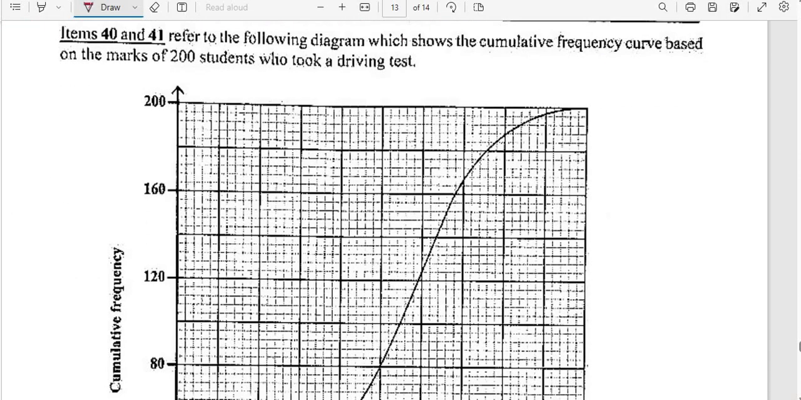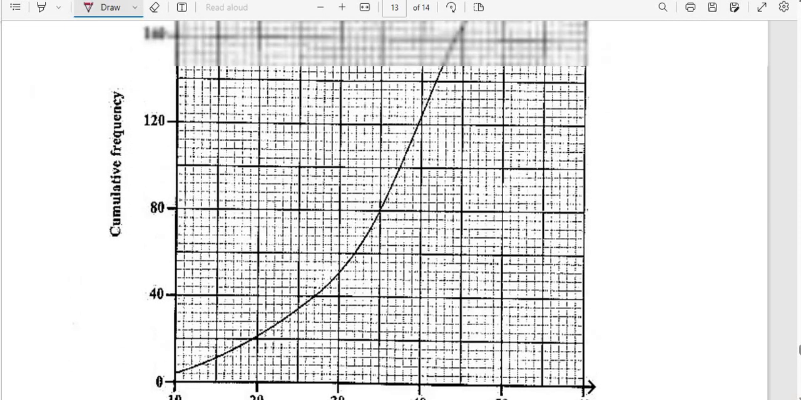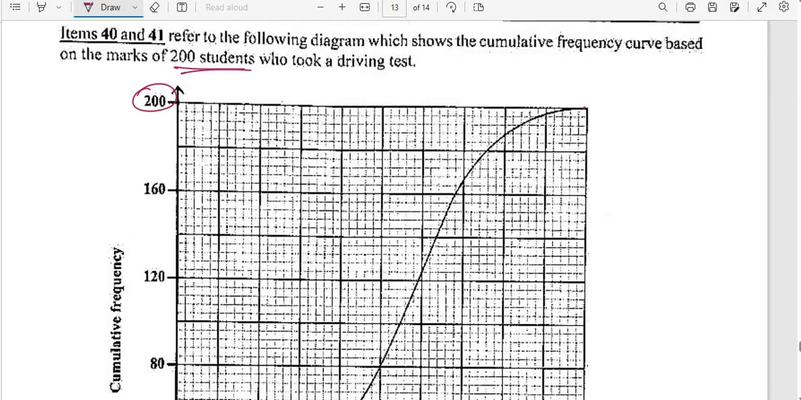Items 40 and 41 refer to the following diagram, which shows a cumulative frequency curve based on 200 students who took a driving test. Okay, so we can definitely see the top of this ogive. At the top we have 200, and the cumulative frequency represents the total number of students, right? From 1 right up to 200, the top. And these students are arranged according to the marks for the driving test.